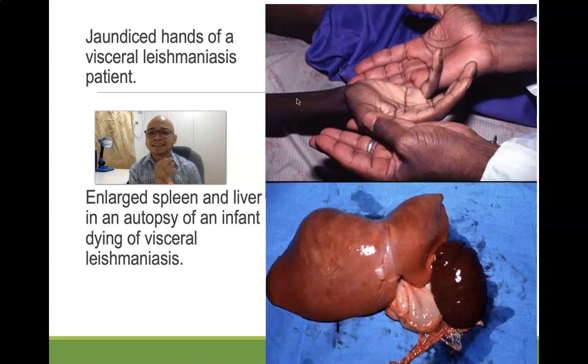There is also an enlarged spleen and liver in an autopsy of an infant. This comes from an infant who had just died from visceral leishmaniasis. With the liver this big in an infant, it is indeed considered hepatomegaly.